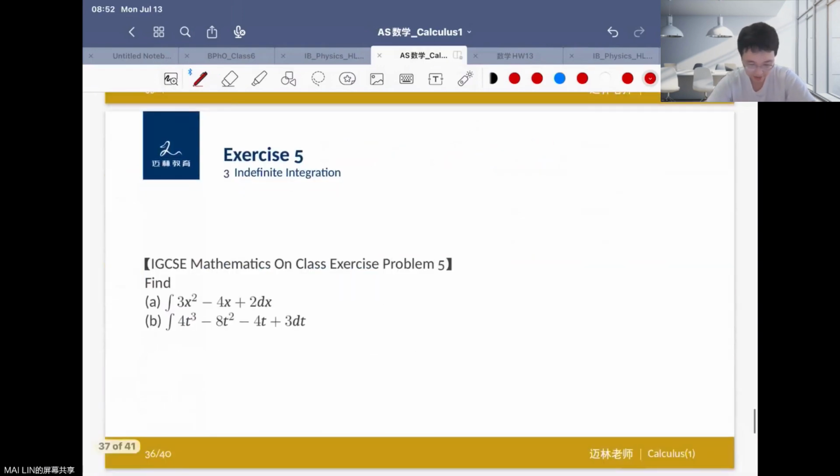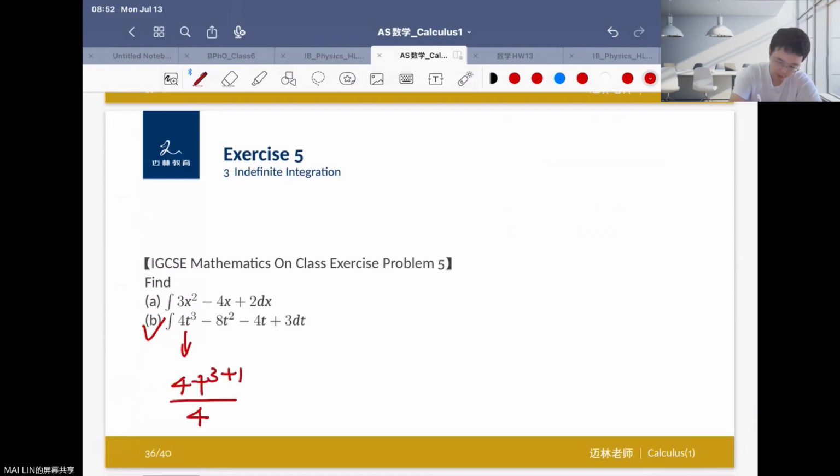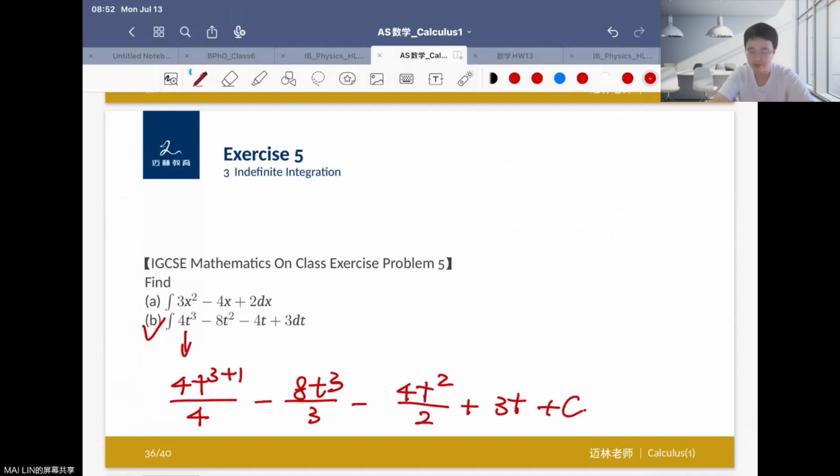And also some other problems. Let's see problem B. Here we find the integral of 4t cubed minus 8t squared minus 4t plus 3 dt. Remember the main variable is t, so there is no x inside it. For 4t cubed, we write 4t to the power 3 plus 1 over the new power, which is 4. Then minus 8t squared, we make the power plus 1 and divide by the new power. Then minus 4t, with the power plus 1, is 4t squared over 2, and then plus 3t, and then plus c. That is the final answer.